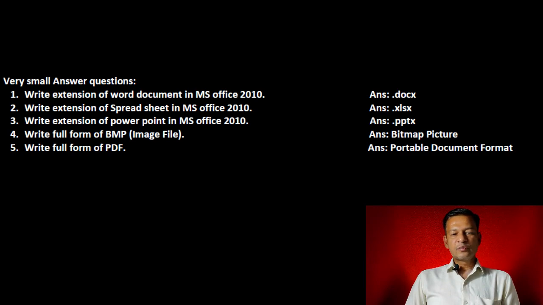Second, write the extension of a spreadsheet in MS Office 2010. .xlsx. Third, write the extension of PowerPoint in MS Office 2010. Answer is .pptx. Next, write the full form of BMP, image file. Answer is bitmap picture. Full form of BMP is bitmap picture.